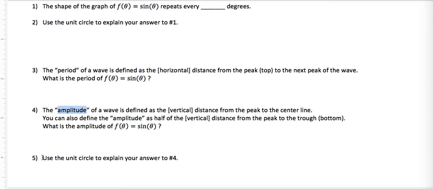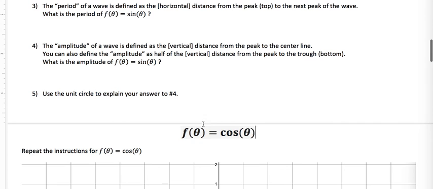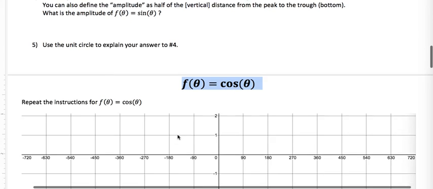Okay, so now that you have your amplitude, I want you to use your unit circle, once again that's a circle of radius 1, to explain why your amplitude is what it is. Stop here. Hit play when you're ready to continue. Okay, so now that you've done this, I want you to go through the same sort of steps in order but for f of theta equals cosine of theta down here.